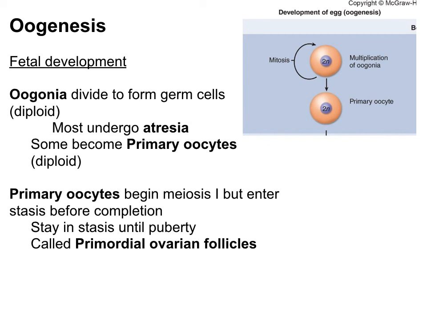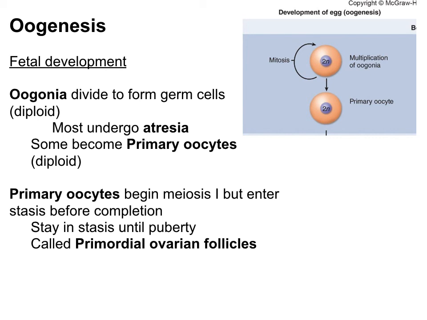I always view stasis as suspended animation. I'm big on the sci-fi movies. I've also had students who just view stasis as sleeping. So you could say these primary oocytes begin meiosis I, but fall asleep before completing it. And these primary oocytes stay in stasis. They stay sleeping until puberty.